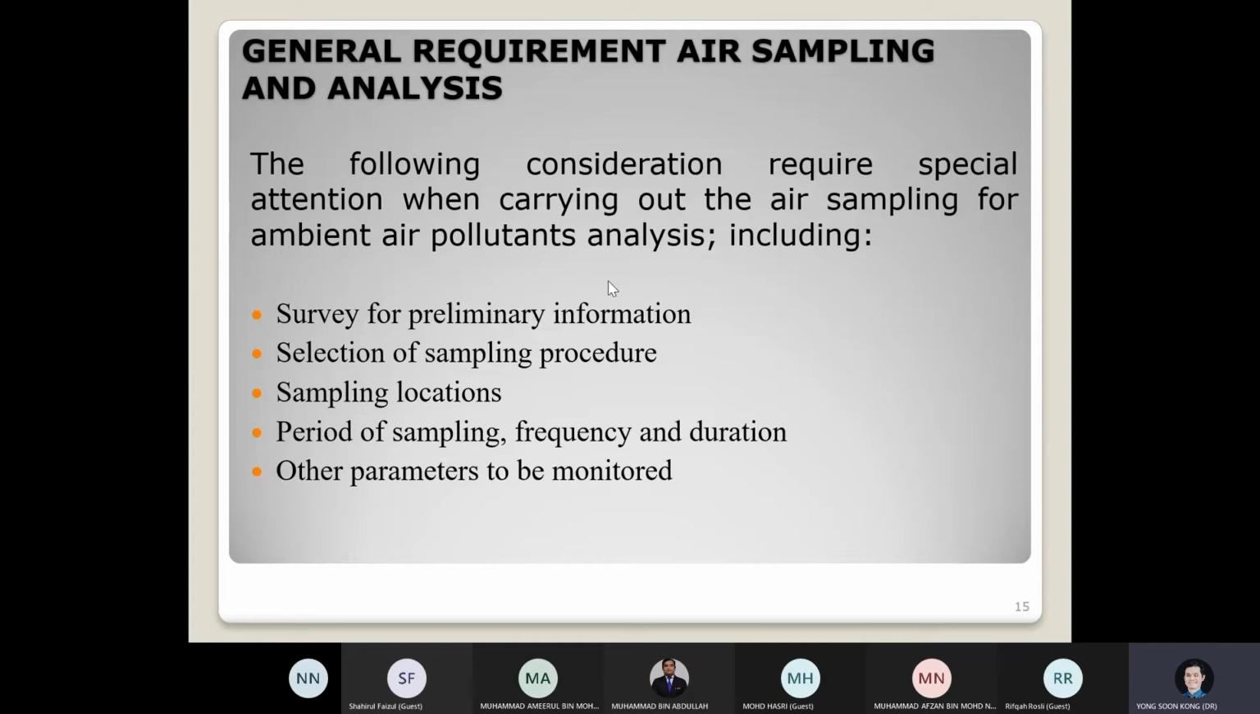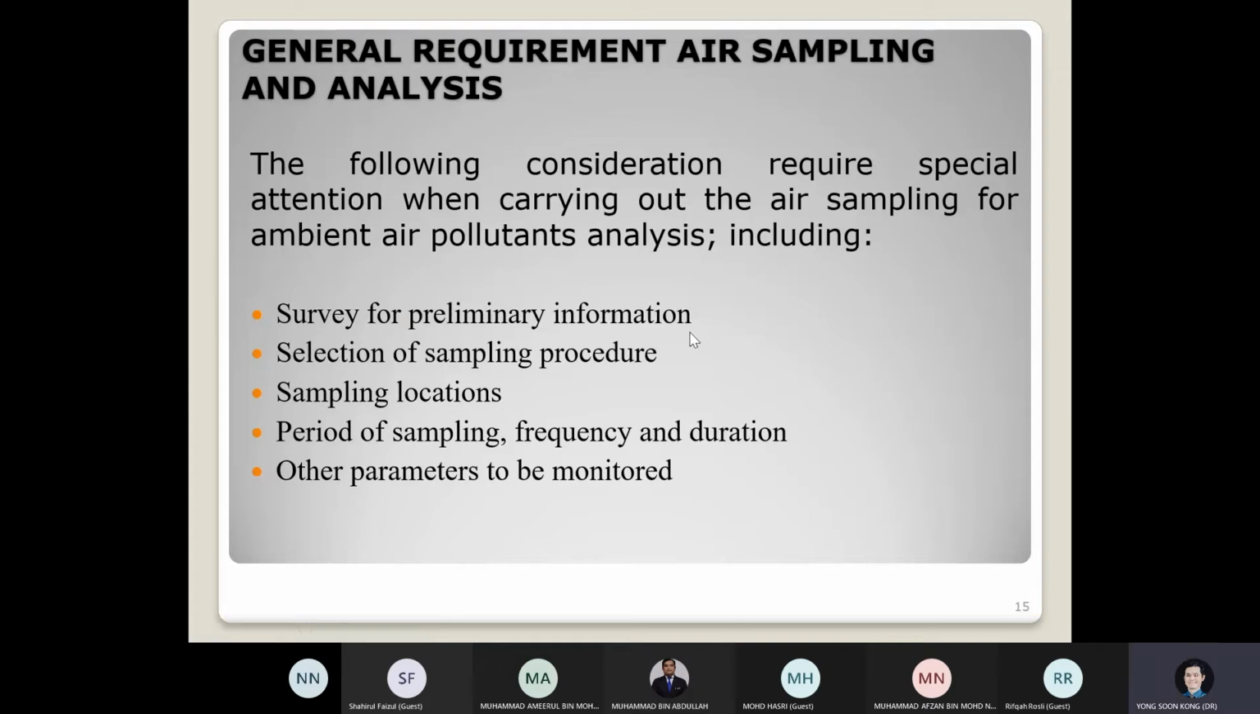So in this part, we're going to go through the general requirements for sampling analysis, before we go into the so-called technical part on how to use the equipment or what kind of equipment will be used, versus the requirements that are subjected by the local guidelines. Now, if you look at all 5 points right here, they are very similar to the points that I mentioned last week during the sampling plan design, in which the first one is that the survey for preliminary information is needed.